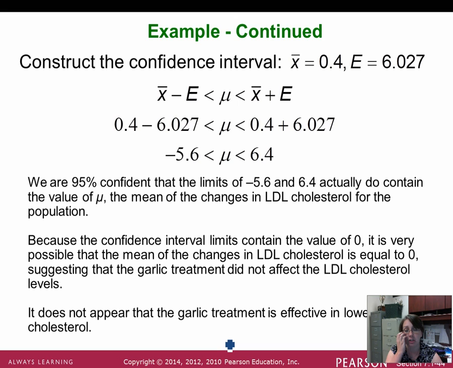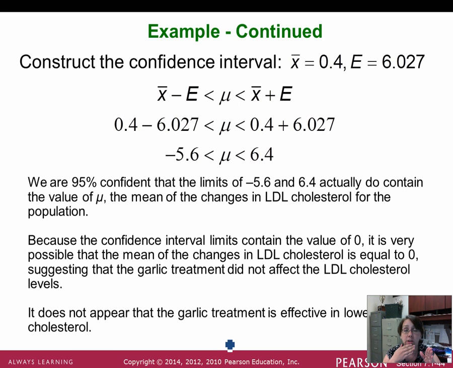Because the confidence interval limits contain the value of 0, it is very possible, because anywhere in that range could be your mean, it is very possible that the mean of the changes in LDL cholesterol is equal to 0. It's possible garlic has no effect at all on cholesterol level. It does not appear that the garlic treatment is effective in lowering cholesterol. Because it could be 0, we have no significant evidence to conclude that it could do otherwise to our cholesterol levels than just nothing. Okay?